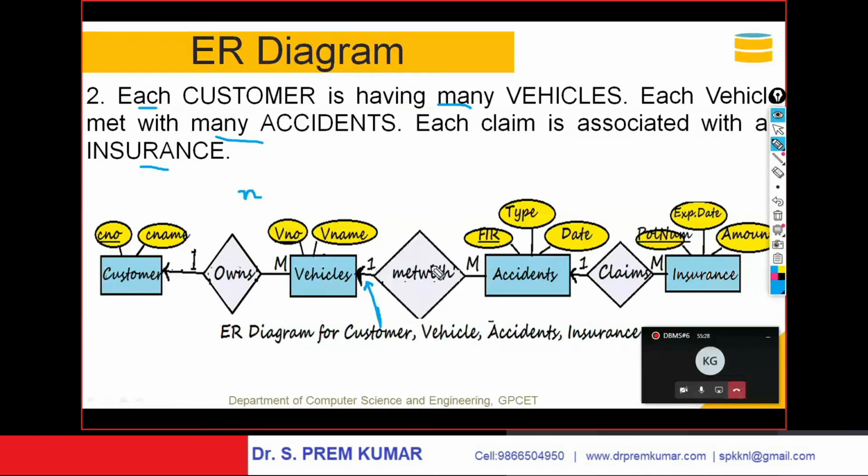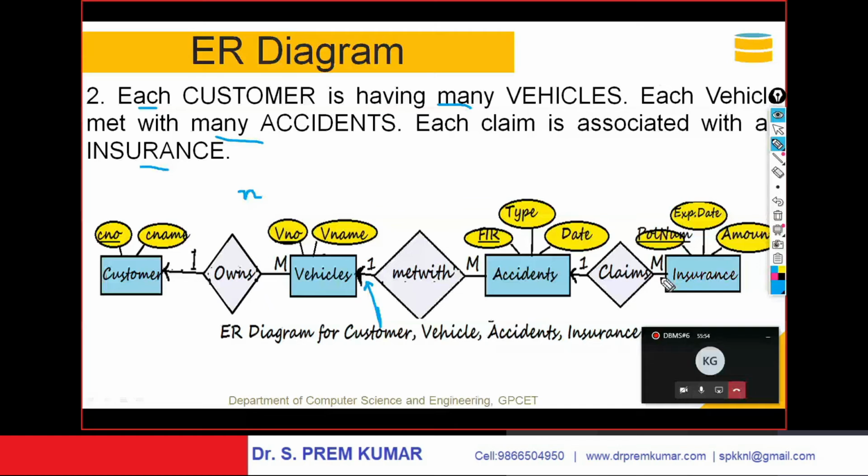One vehicle met with many accidents. For each accident, there are many claims. I am claiming, for each accident, the insurance company to pay the amount. Many claims I am doing. There are many vehicle insurance companies, and I am claiming to many vehicle insurance companies. For every accident, I am trying to grab the amount from the insurance companies.